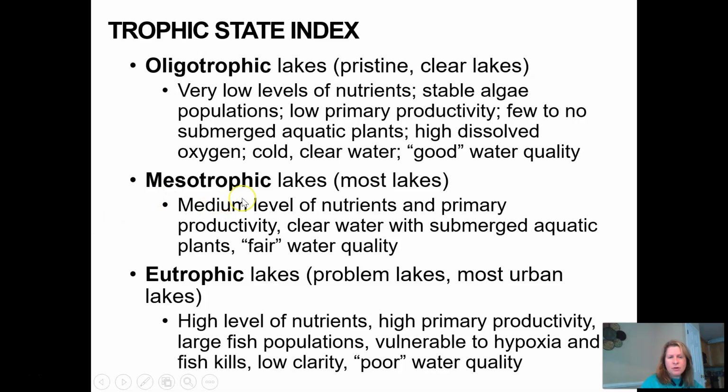Next you have mesotrophic. That would be the medium level. And then last is eutrophic. Most lakes that are in urban areas are going to be eutrophic due to runoff. And then you're going to see their poor water quality.